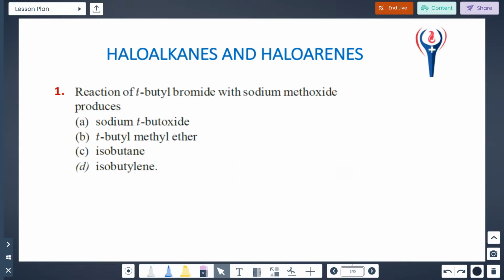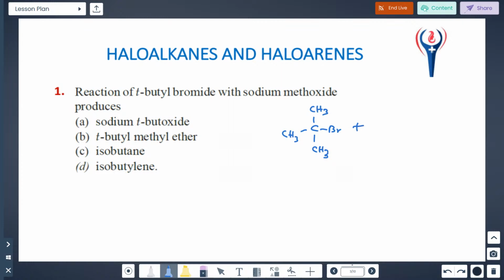Now see the first question: the reaction of tertiary butyl bromide with sodium methoxide produces dash. Tertiary butyl bromide means around the carbon atom we have 3 carbon atoms. This is called tertiary butyl bromide. It reacts with what? Sodium methoxide.